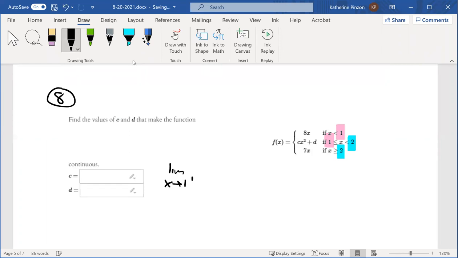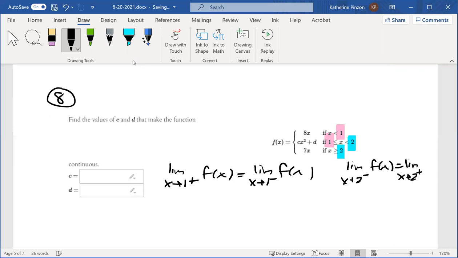So we're going to look at what happens at 1. I want both sides of 1 to be equal. And then I'm going to do the same thing on both sides of 2. Okay, so on the right side of 1, I'm using numbers that are slightly larger than 1. So I'm using this middle function, and I'm going to plug in 1 for x. On the left side, 1 minus, I'm looking at numbers that are slightly smaller than 1. So I'm looking at the top function. I'm going to plug in 1 for x, and I'm going to get 8. So this tells me that C plus D equals 8. Yeah?